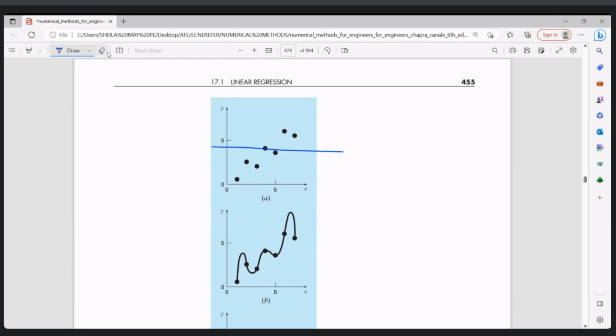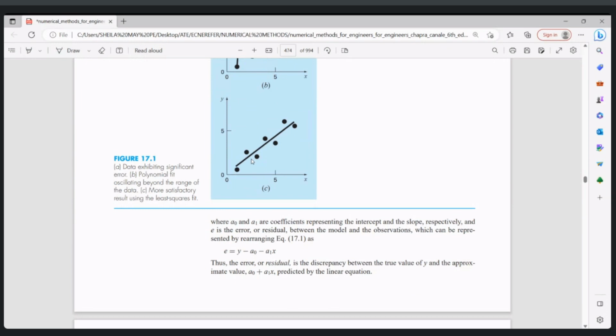How about, for example, like this? Sorry, let me erase. Miss, what if ano? It can be, but it will have a large distance in its residual. Now what if like this? In this one, this is a more satisfactory result using the least square. Here, this is called the regression line, okay? It is balanced in its placement between those data points. The others are not like that, because they are too far.